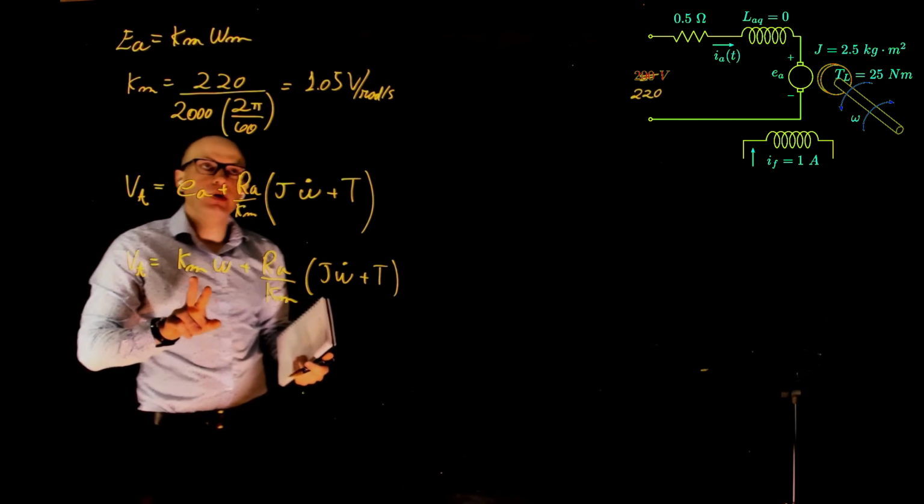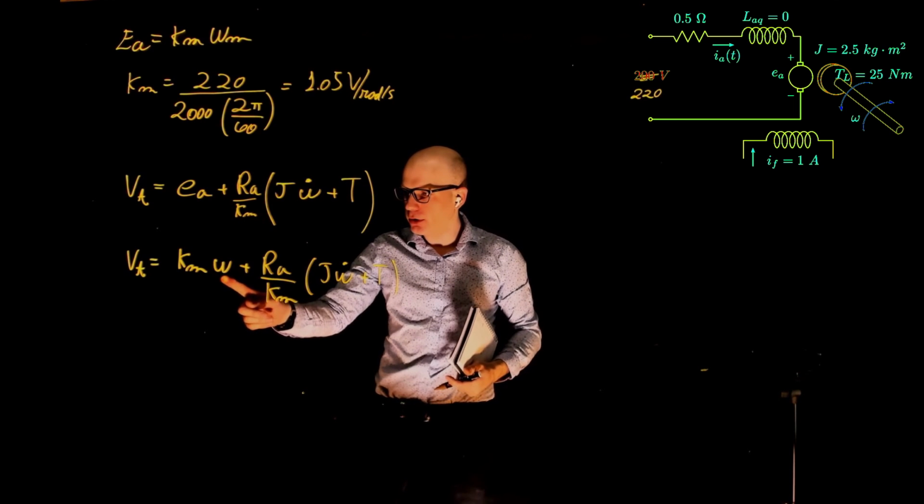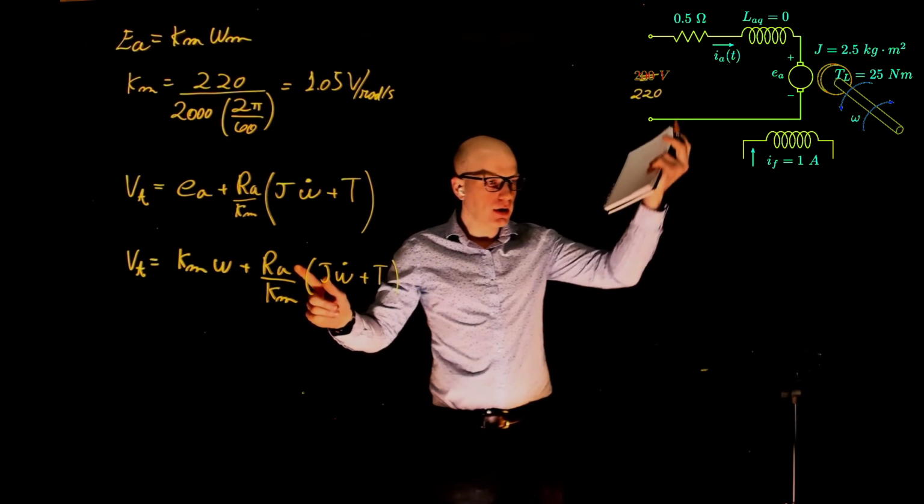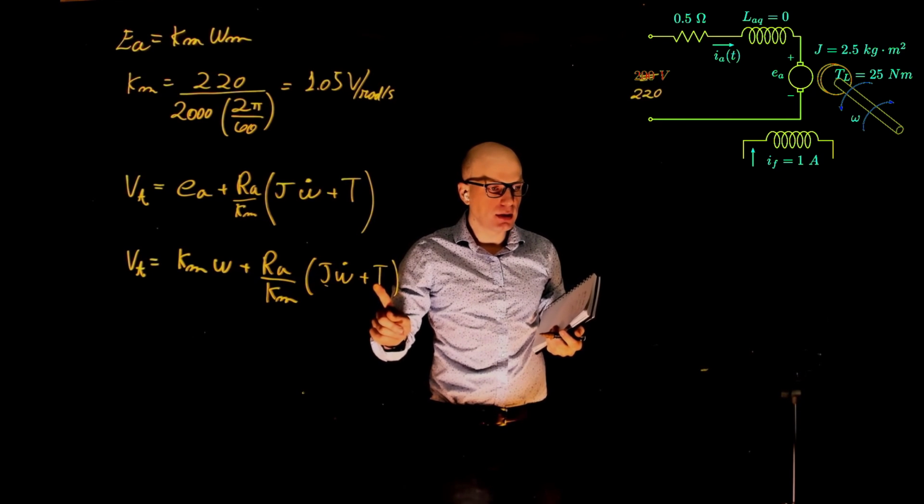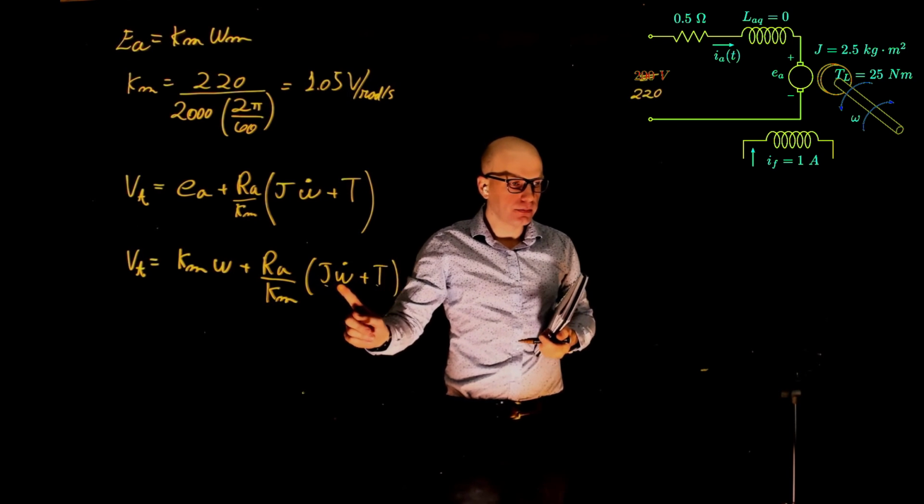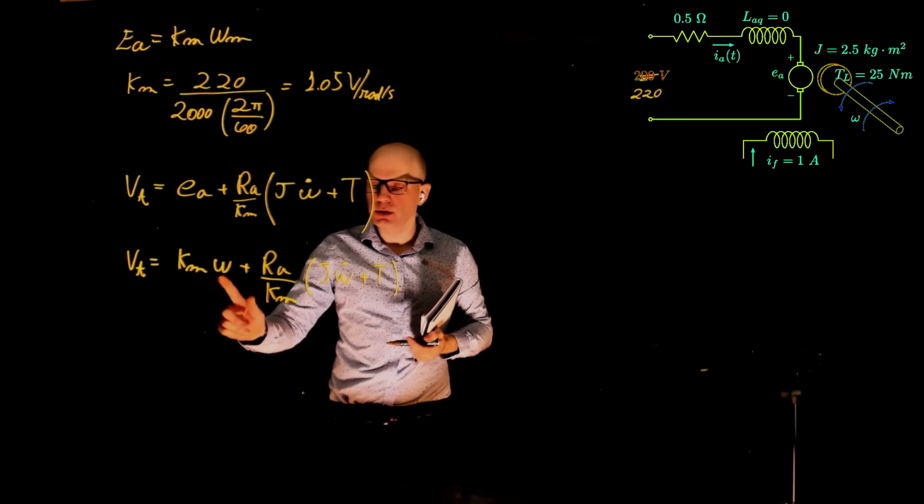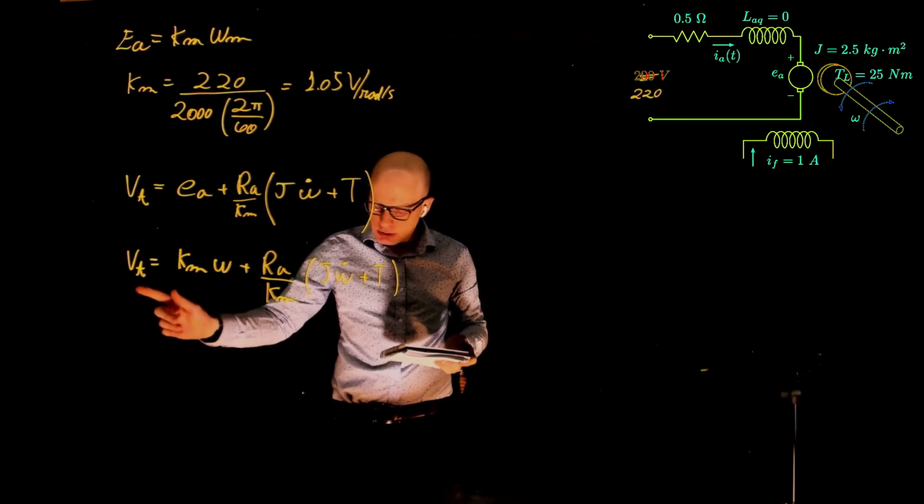So now we have everything. We have Km that we calculated here. The speed is what we want to solve for. RA is given, is 0.5. Km is the same. J is given, and T is given. So all here is known. We are solving for the speed. And this is an input to our system. What is the input here?